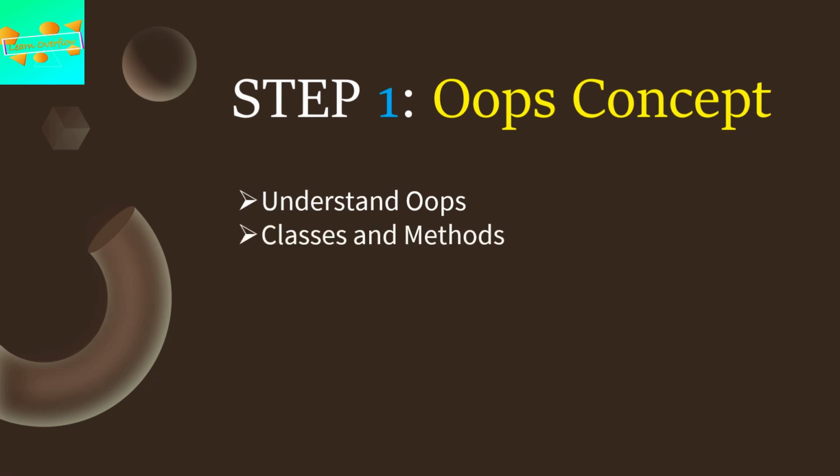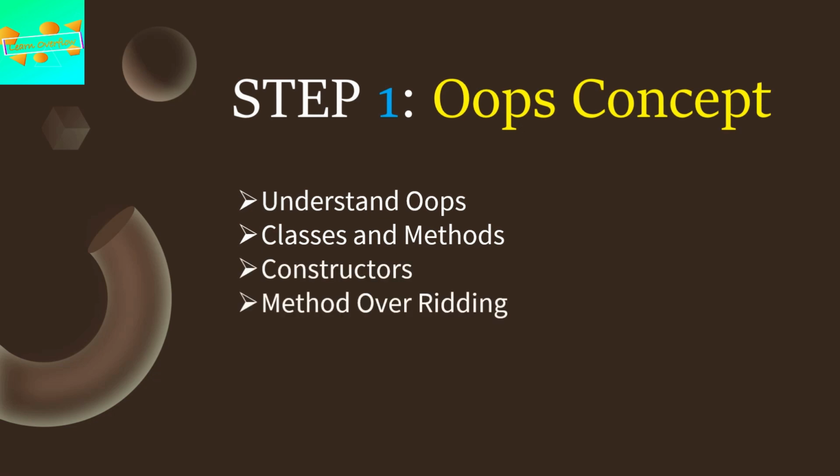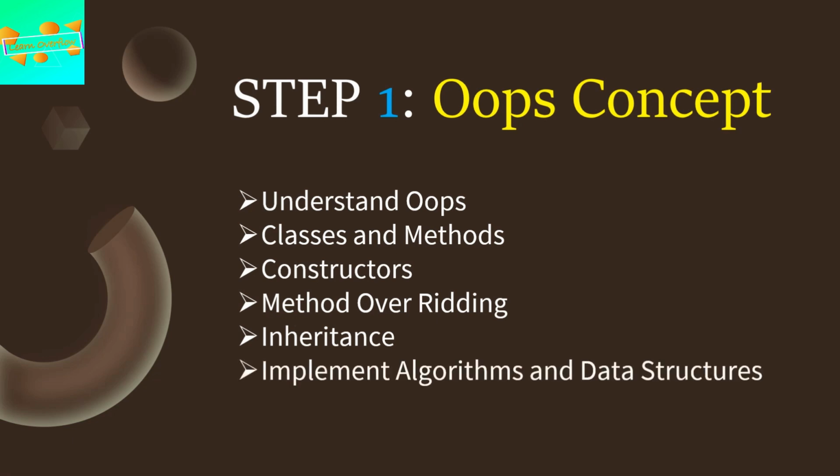In the next step, understand the classes, the methods, the constructors, method overriding and the concept behind it, how method overriding is done, and the concept of inheritance. These are the concepts of object-oriented programming. Understand all of these concepts one by one, and you should get a good grip on them. And most important, I mentioned this as part of the OOPS concept, but the most important thing is to learn to implement algorithms and data structures in Python. That would help you a lot.